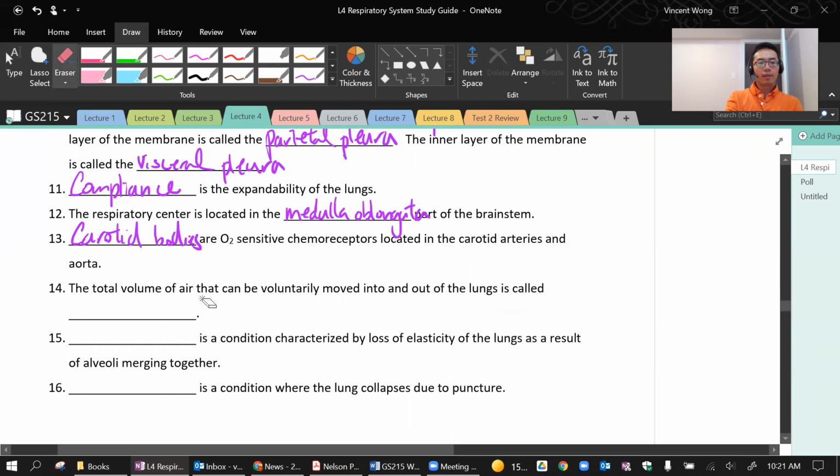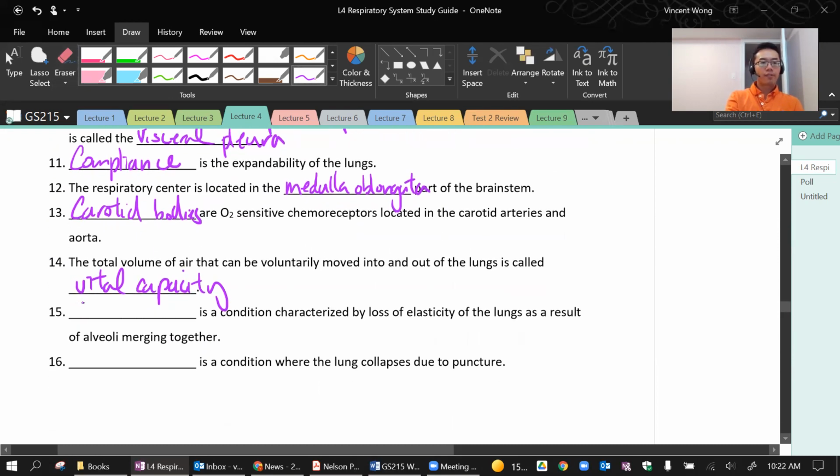The total volume of air that can be voluntarily moved into and out of the lungs is called tidal volume. Oh, sorry. It's called the vital capacity. Emphysema is a condition characterized by loss of elasticity of the lungs because the alveoli are damaged and they're all merged together.